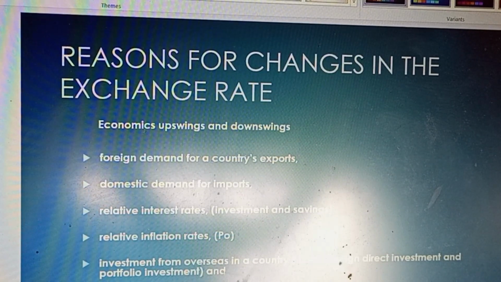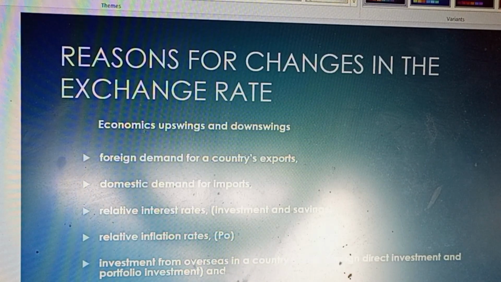Let me just remind you of what we have just discussed. The reasons for the changes in the exchange rate: one, we said economic upswings and downswings are some of the reasons that affect the changes in the exchange rate. We also said foreign demand for a country's exports, that is when people from other countries are looking for our domestic goods to buy. This affects the exchange rate.